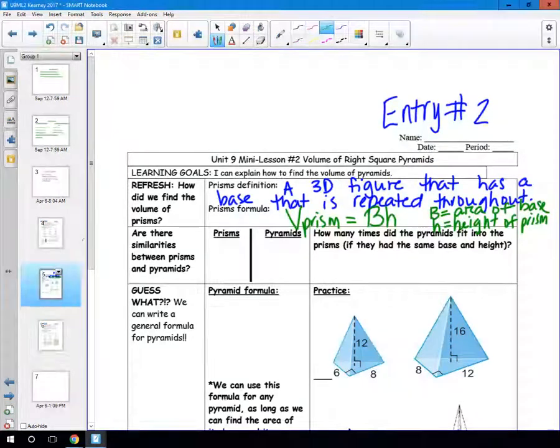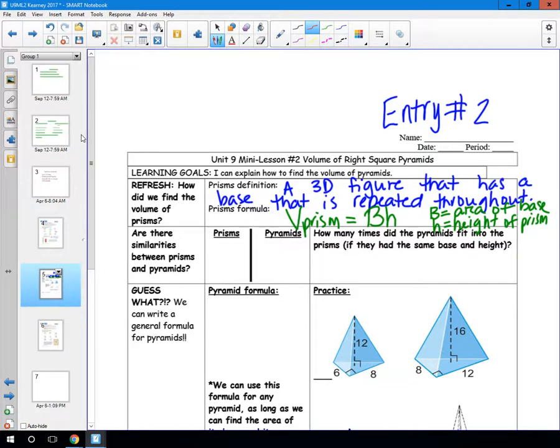Okay, so yesterday we did big B times H. We found the area of the base, and then we multiplied times the height. Now today, you're going to find that prisms and pyramids are very similar. When you come to Miss Kearney's station today, I'm going to show you some examples of this. But you're going to see that prisms and pyramids actually can have the same exact base. They could have the same exact height. But if you look, they don't necessarily have the same exact volume. And so let's talk about how that affects the formula. So I'm going to give you the formula for a pyramid, and I'll explain why it works when you come to my station.